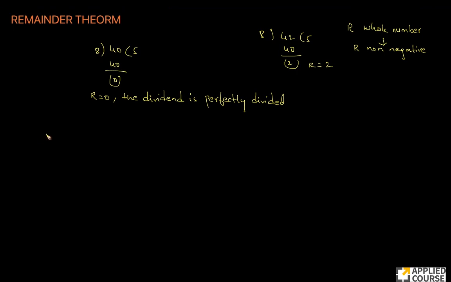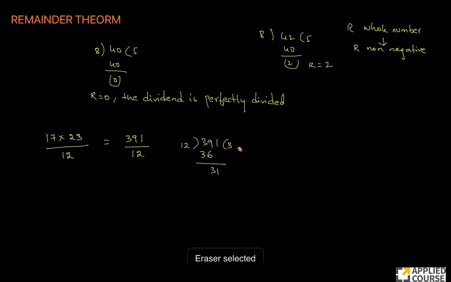Now I will take one example. The product of 17 and 23, what will be the remainder if I divide by 12? What is the product of 17 into 23? 391. 391 by 12, what will be the remainder? 12 threes are 36, 12 fours are 48, 12 twos are 24... So the remainder is 7.